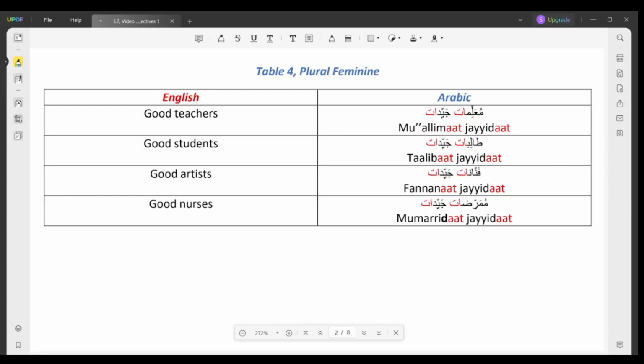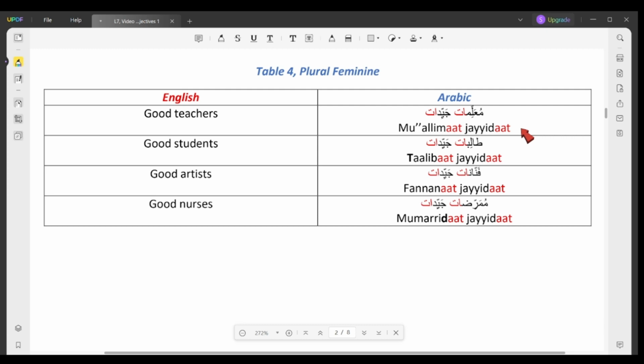Okay, now let's move on to table 4 for plural feminine adjectives. Plural feminine means when we talk to or talk about a group of women. Let's look at the first one. Good teachers. معلمات جيدات. And as you can see, we have the extension at added to the end of our adjective جيد to match the word معلمات. So it goes معلمات جيدات.